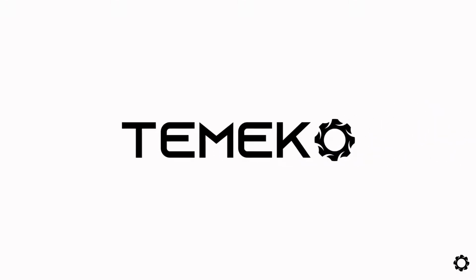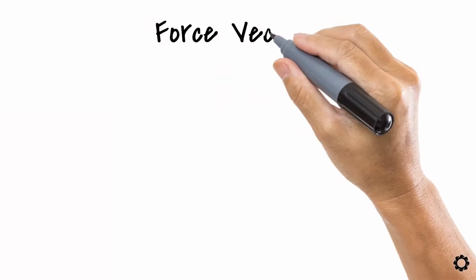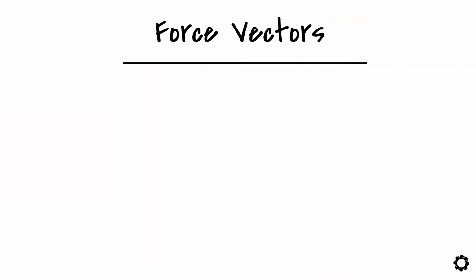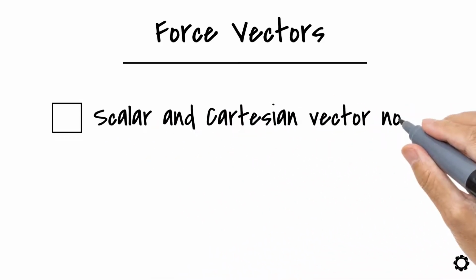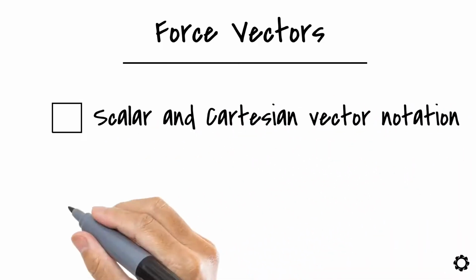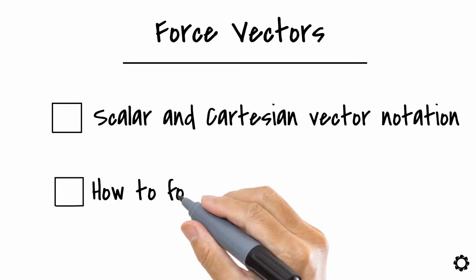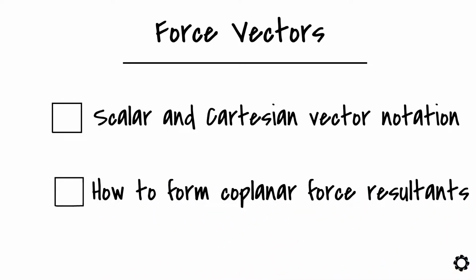In this video, we will take a deeper look into force vectors. We will establish how to represent force vectors with two different notations, which are scalar and Cartesian vector notation, after which we will go through the procedure of how to form coplanar force resultants using these notations.